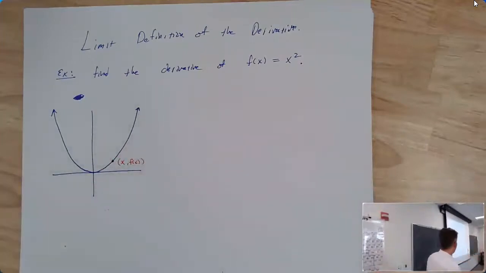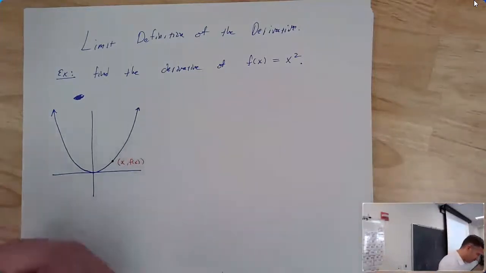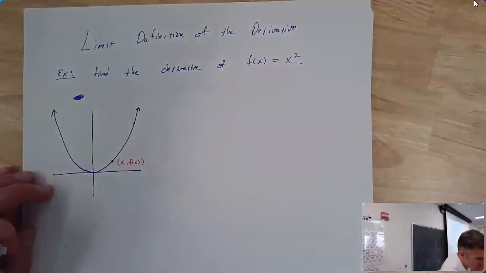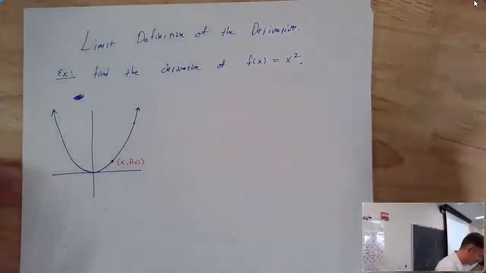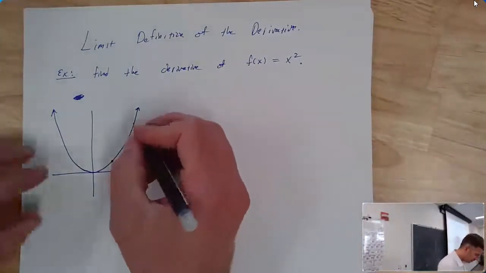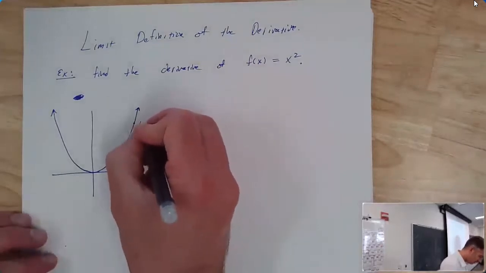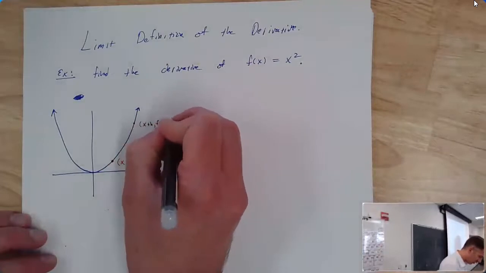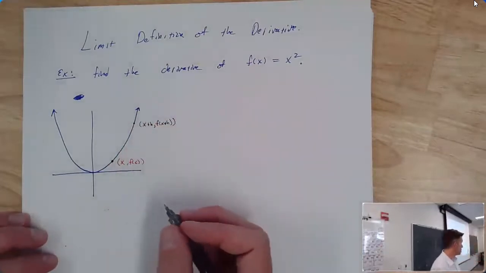And instead of finding the slope of the tangent line, because I don't know how to find the slope of a line through one point, I'm going to grab another point up here. Here's another point over here, which I'm going to call x plus h comma f of x plus h. I've just moved over a little bit by h.